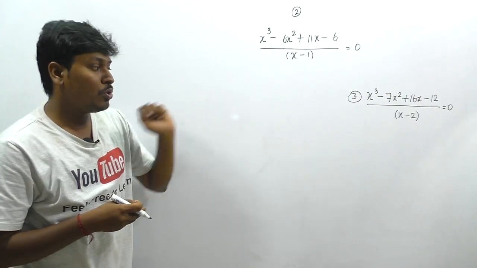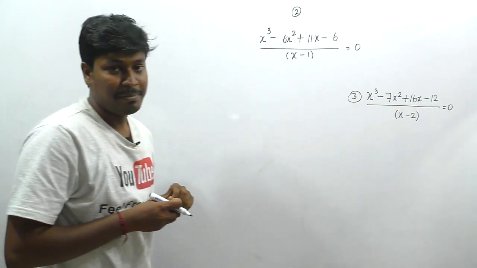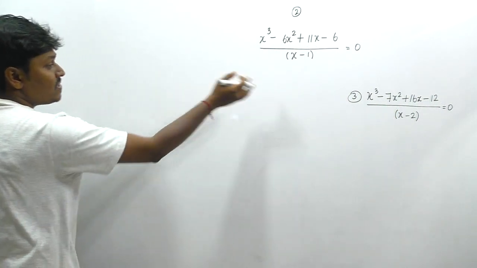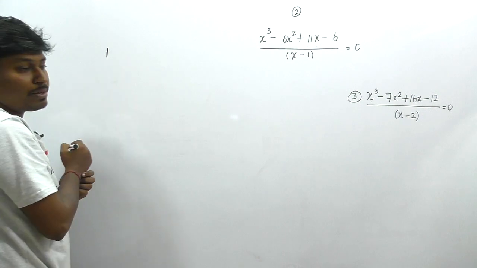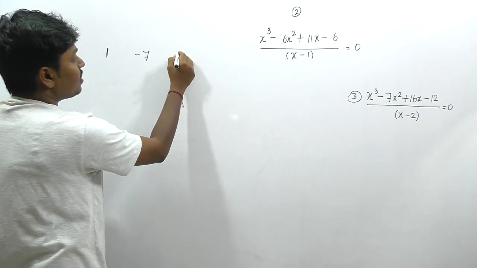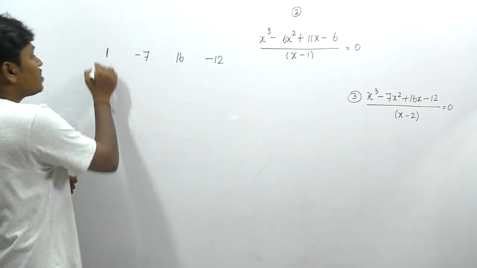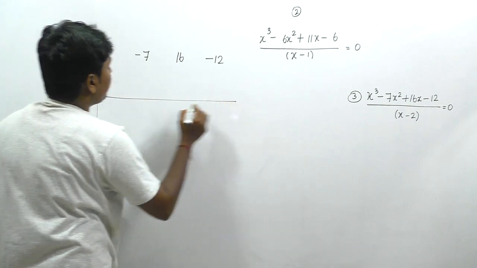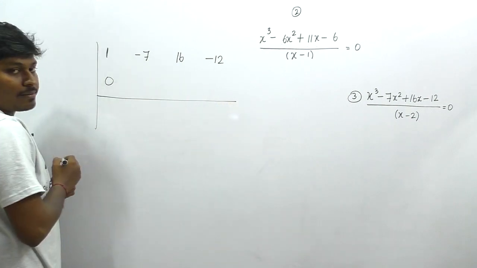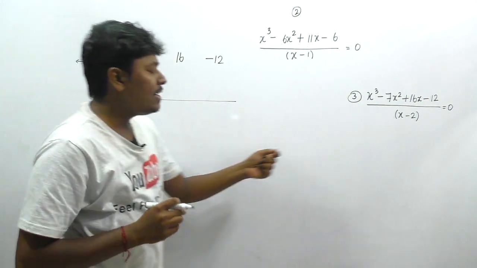The third question, numerator part, friends: x cube minus 7x square plus 16x minus 12. So similarly, write the coefficients. Coefficient of x cube will be 1, coefficient of x square will be minus 7, coefficient of x will be 16, and the last constant will be minus 12, right? So we need to follow the synthetic division method, and we need to put 0 initially here, and this number should be written only based on the denominator. Look at the denominator, friends.